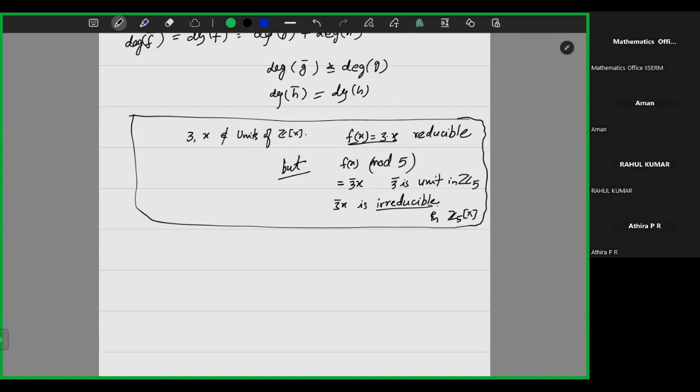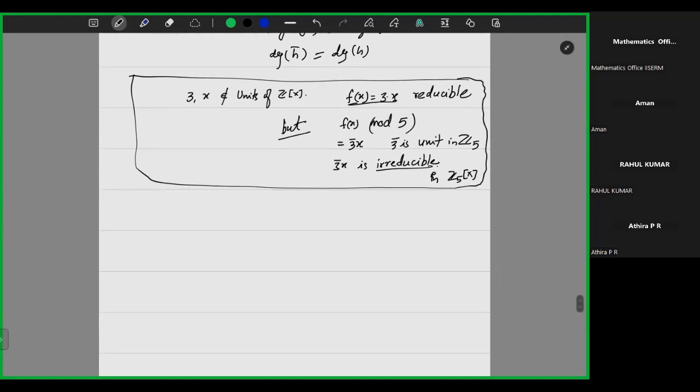What to do then? Assume that F is a monic polynomial. In place of p does not divide a_n, replace it by saying F is a monic polynomial.